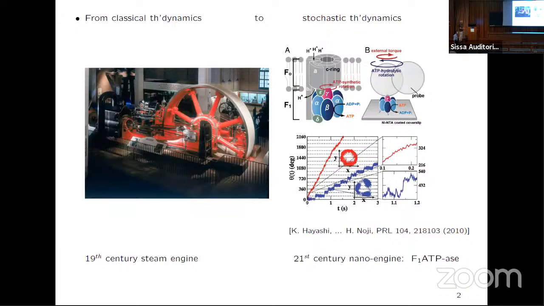Moving, okay. Good. So the basic idea is shown on this slide. As I guess most of you know by now, the idea of stochastic thermodynamics is to try to check whether and how the rules which were developed 200 years ago to understand machines like this one can be applied to these much smaller machines on the nanoscale, like this rotary motor, the F1 ATPase.